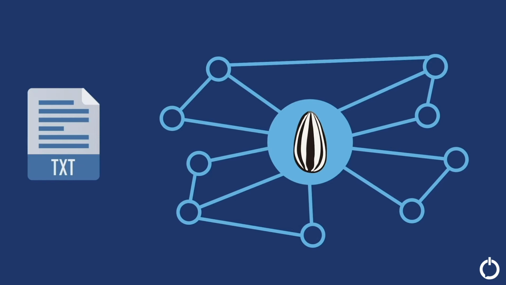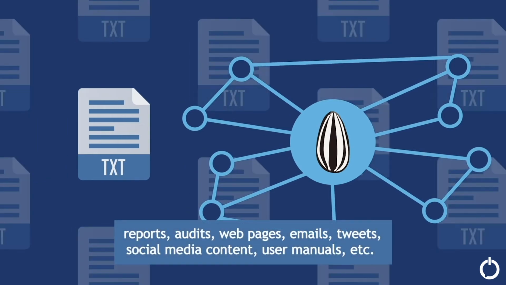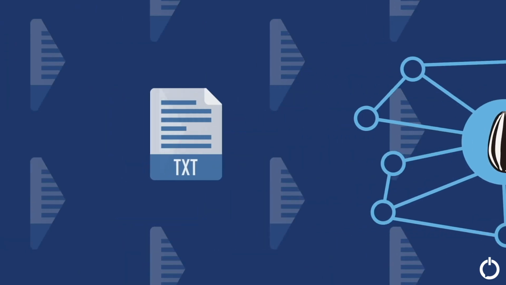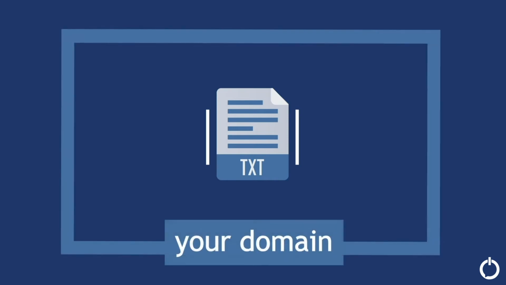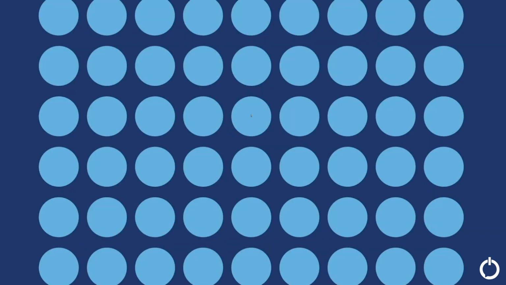Input documents can be reports, audits, web pages, emails, tweets, social media content, user manuals, etc. Alternatively, you can let Jaguar loose on your documents to see the big picture of your domain. Then, you can select the concepts of interest for your seed set.